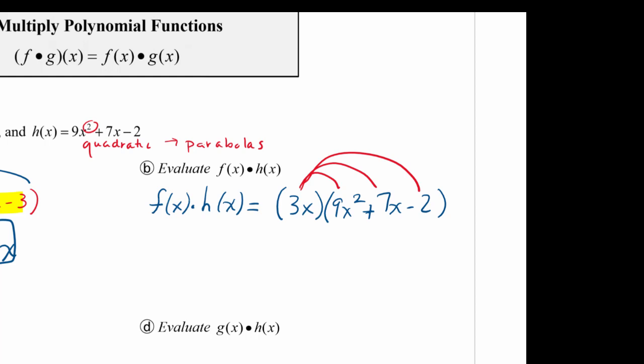And so we have 3x times 9x squared plus 7x minus 2. So we have f times h, and we're going to distribute that 3x to get 27x cubed plus 21x squared minus 6x. And that's our new function, f of x times h of x, which we can also write as f times h of x. Okay, so now we got a cubic, degree 3 function.